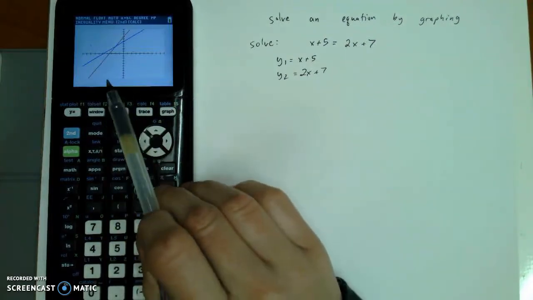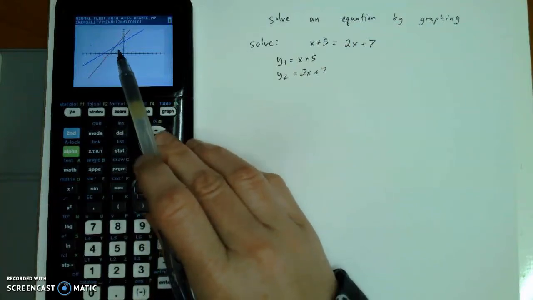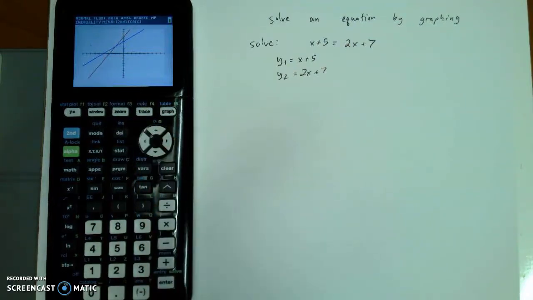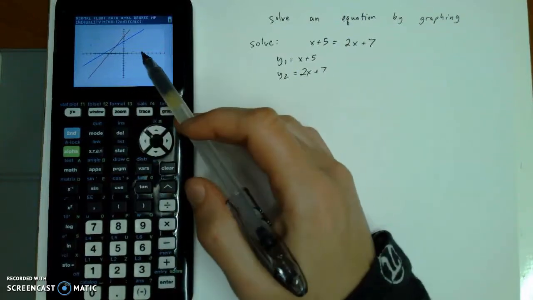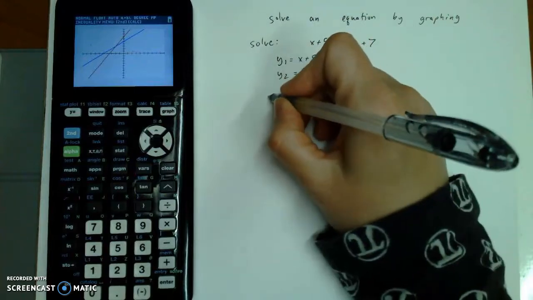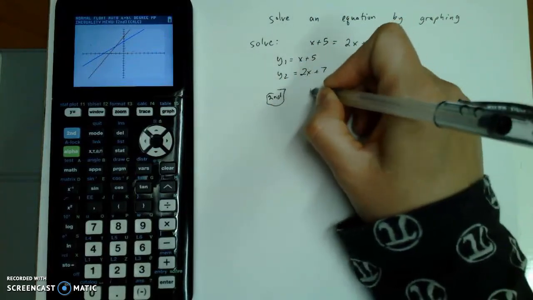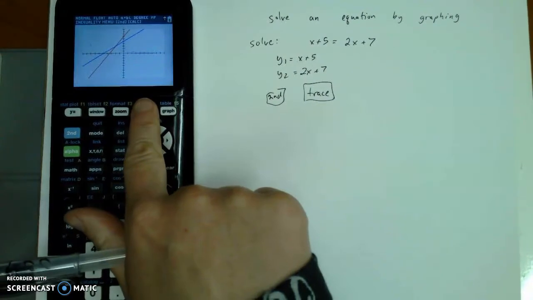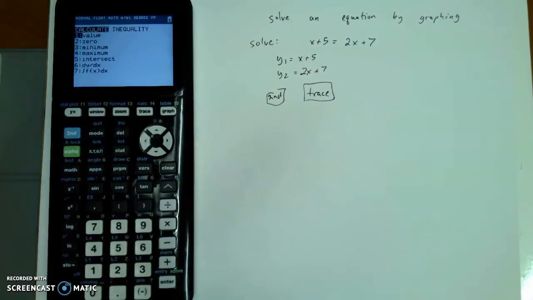Now, again, I can at least get a pretty good idea of about what my solution should be. Looks like it's about -2, because I can see here's -2, there's where the intersection is. But it might not be that number exactly. So let's use the calculator to solve that. I'm going to use the calc menu, so I'm going to hit second and then trace. So second and trace for that calc menu.